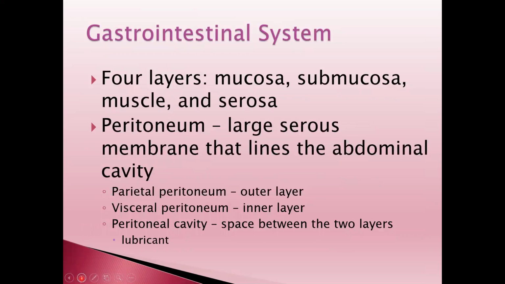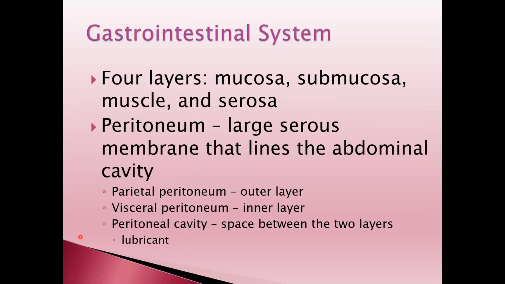So there's 4 layers. There's the mucosa, the submucosa, muscle, and serosa. Peritoneum is a large serous membrane that lines the abdominal cavity. And there's the parietal peritoneum, which is the outer layer, the visceral peritoneum, which is the inner layer, and then the peritoneal cavity, which is the space between the 2 layers, similar to what we talked about with the lungs, with the parietal and visceral layer surrounding the lungs. This is the same thing, only for the peritoneal cavity.